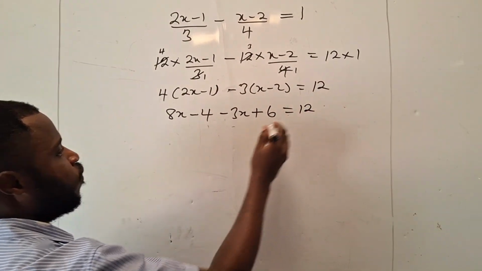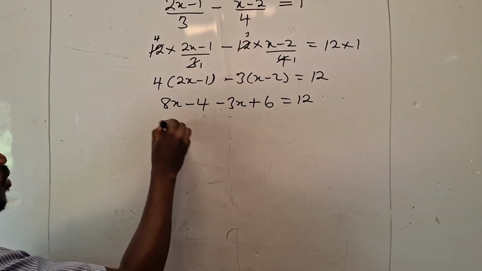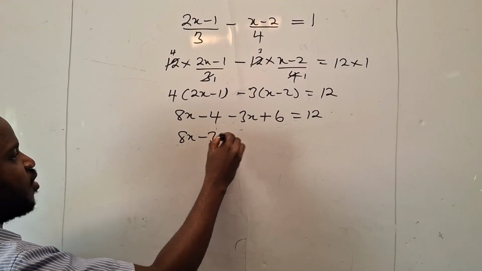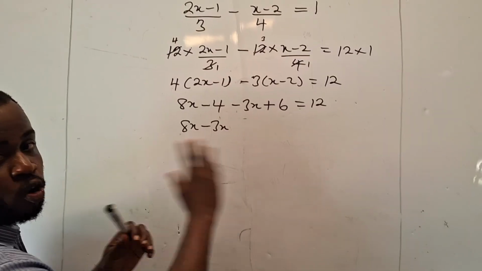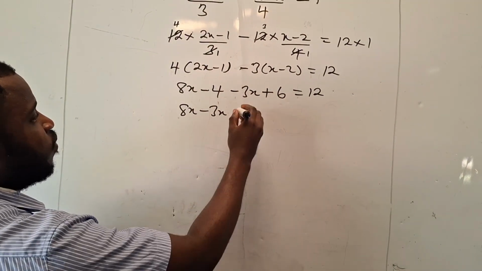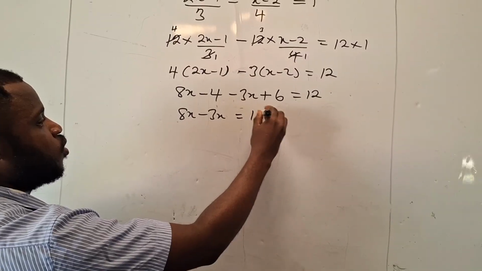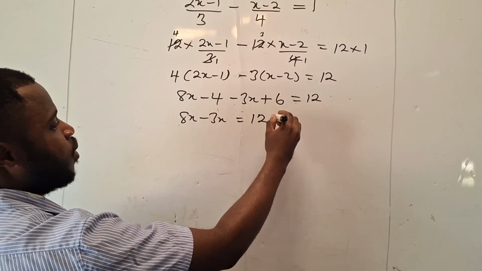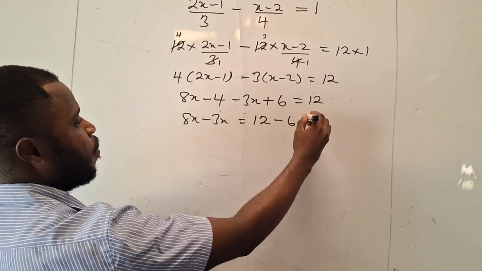Is equal to 12. Once again, let's group like terms. 8x minus 3x. Don't be confused because this has not crossed the equal sign. It's still at the left side. This is where the equal sign is. Now we have is equal to 12 here. This one will come minus 6. This one will come plus 4.